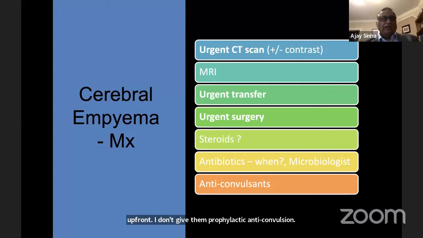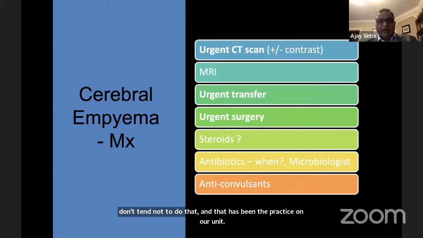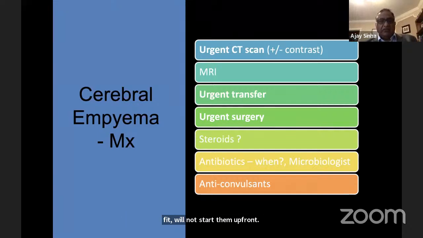But the general opinion is divided on whether to start them on anticonvulsants upfront. I tend not to do that, and that has been the practice on our unit. We would only give them anticonvulsants if they have a fit. We'll not start them upfront. We don't give prophylactic anticonvulsants.